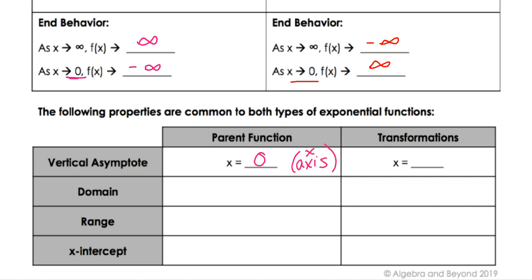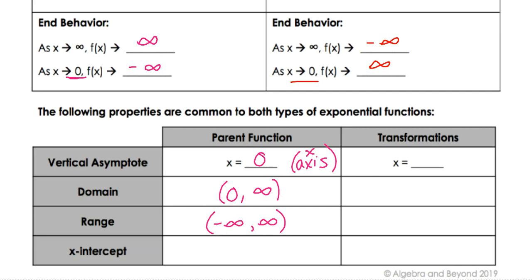And because of that vertical asymptote, that's stopping our domain. So in logarithmic functions, our domain stops at 0 and goes to infinity if it has no transformations on it. And the range this time, if we look up and down, it goes on forever. So it's going from negative infinity to positive infinity.